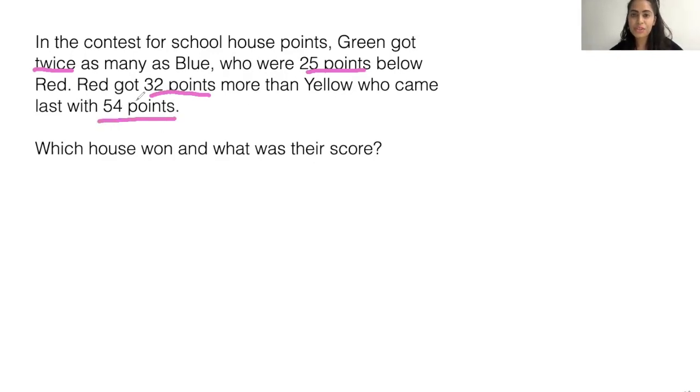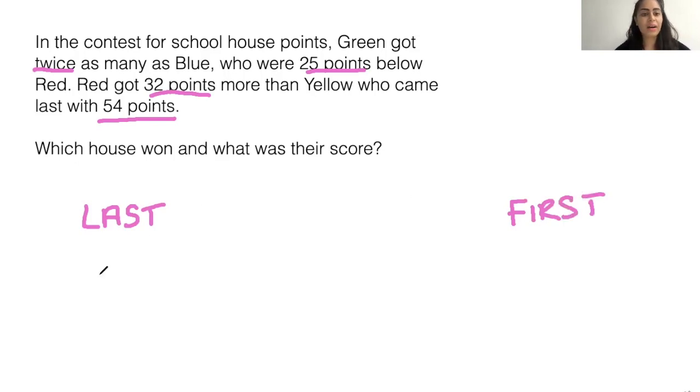Okay, so let's tackle this question. The only score we know is yellow. Yellow came last with 54 points. So if we put last here and first here. Right, so we know that yellow came last with 54 points. So yellow, 54. Okay, now for this sort of question, we need to work backwards.